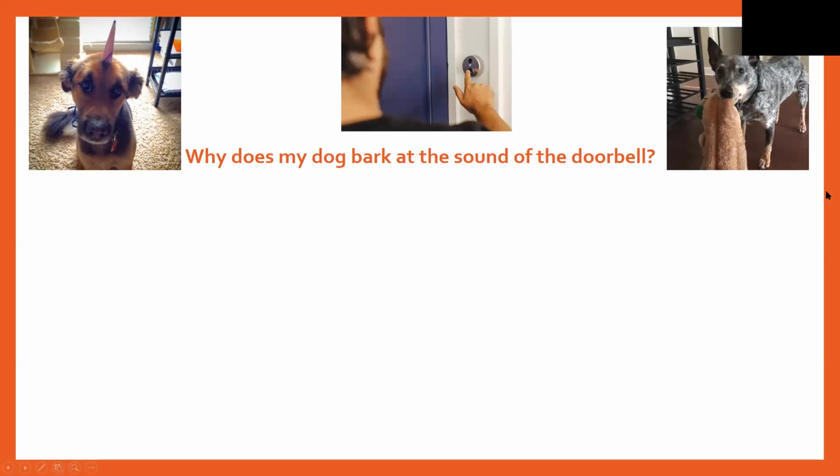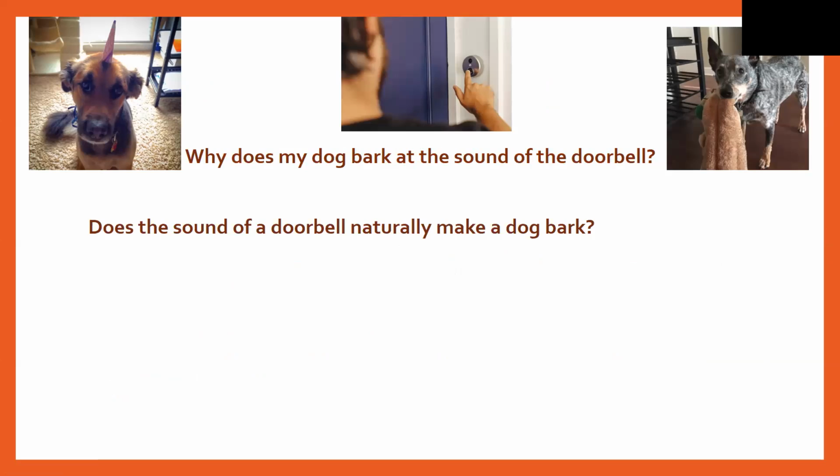So one example that I always like to use, of course, are my dogs, because they're adorable. So why does my dog, or dogs, because they both do it, why do they bark at the sound of the doorbell? Well, does the sound of a doorbell naturally make a dog bark? Are puppies born automatically barking at doorbells? It may seem like the answer is yes, but the answer is no. Doorbells, or the sounds that a doorbell makes, do not automatically elicit a bark response from a dog. It doesn't naturally make a dog bark.